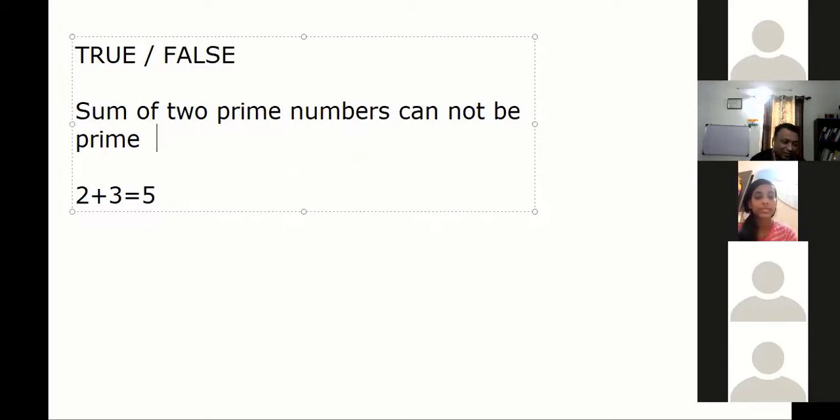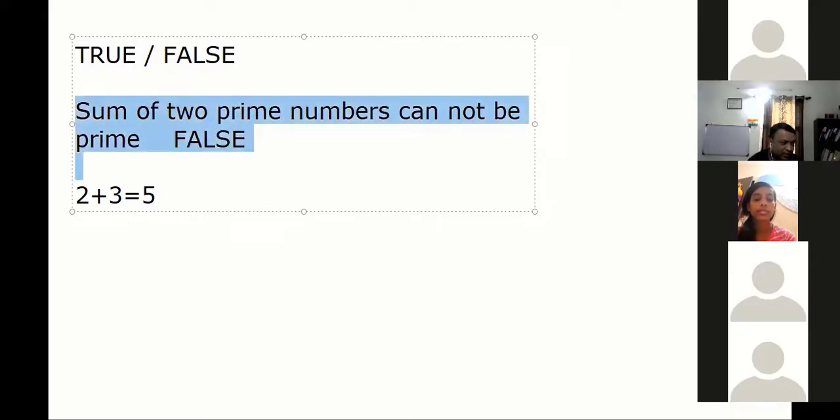Sir, I was about to write the same. Good. When you write true and false, guys, write an example also. So clear: sum of 2 primes can be prime. False. It can be prime. It can be composite also, right? It can be composite. It can be prime. Both. Agree, everybody?